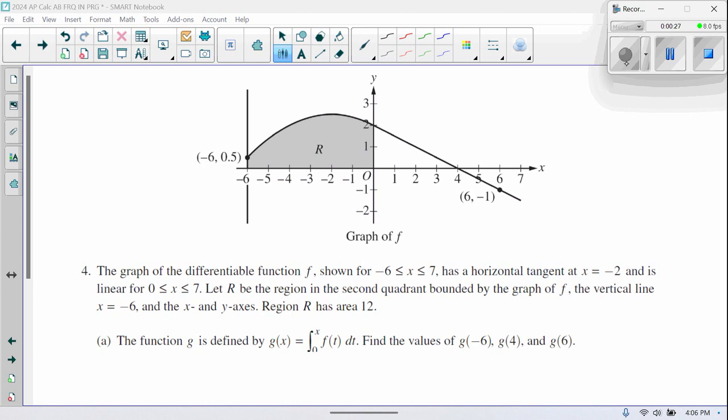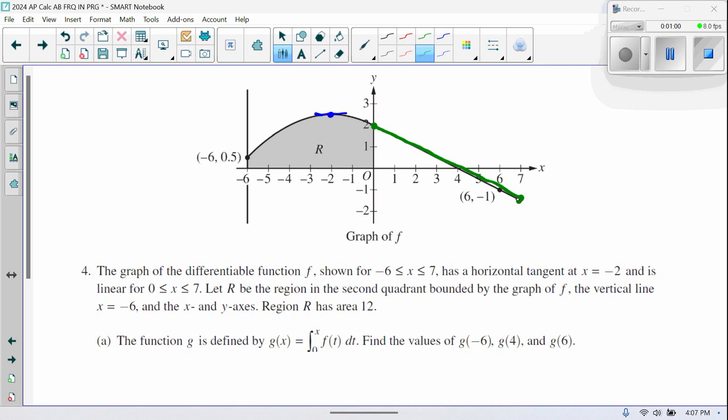Woo-hoo! Graphs, tables, and charts. Y'all know how I feel about them already. Number 4 reads, the graph of the differentiable function f shown for x between -6 and 7 inclusive has a horizontal tangent at x equals -2. Right here. And is linear from 0 to 7 on the x values. Here, straight down to here. It is a straight line.